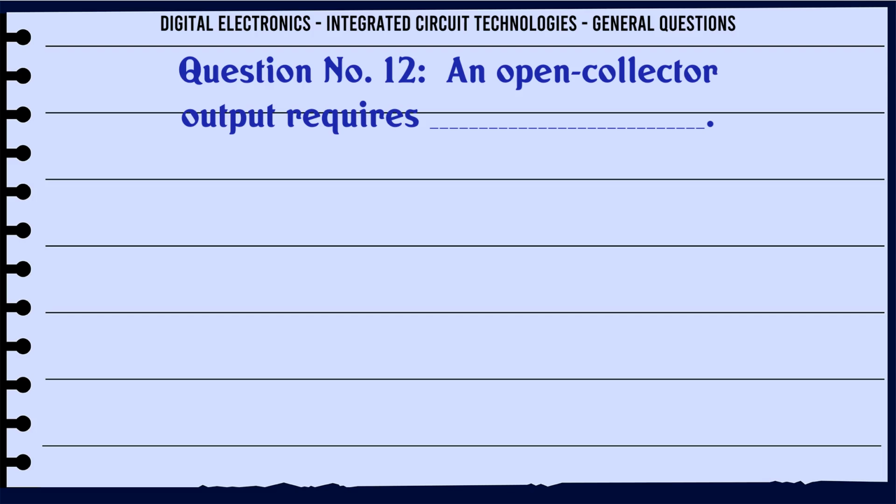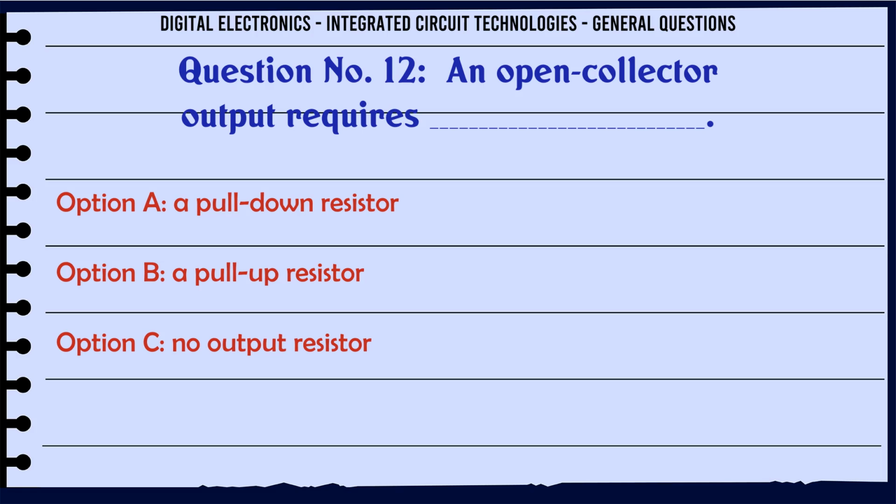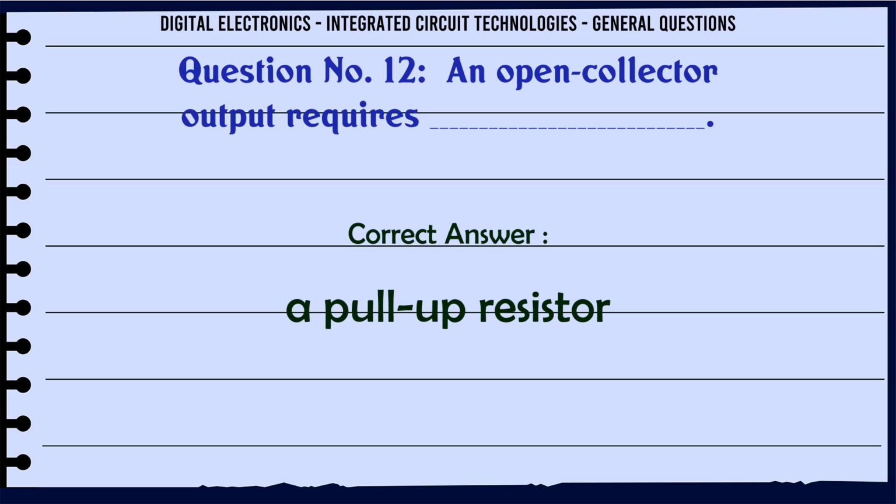An open collector output requires A, a pull-down resistor. B, a pull-up resistor. C, no output resistor. D, an output resistor. The correct answer is a pull-up resistor.